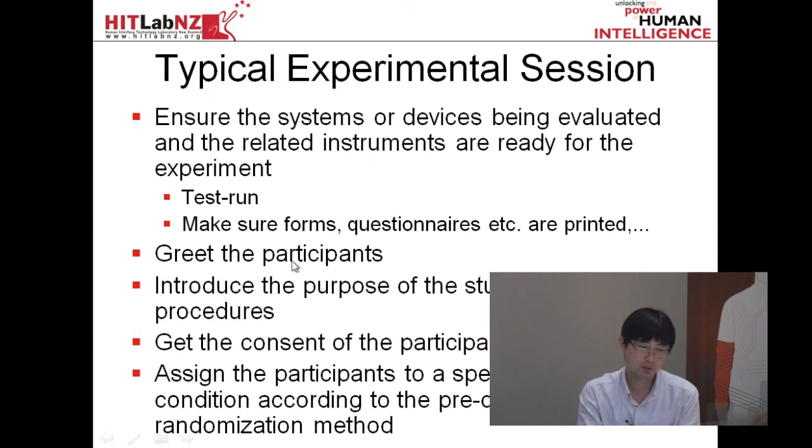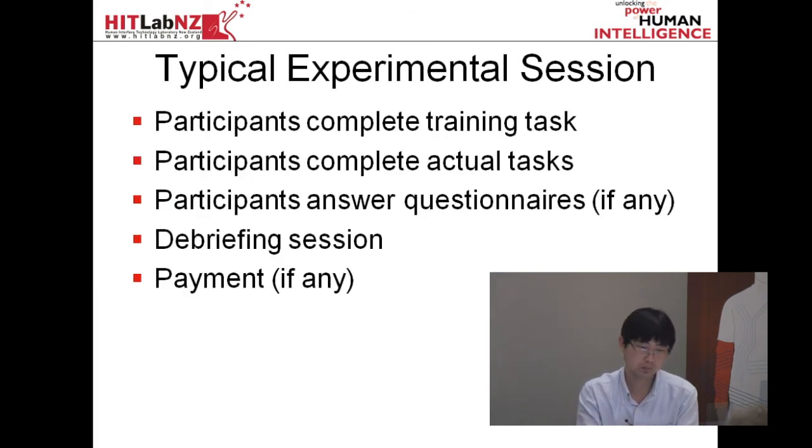So this is a typical example of how you run an experimental session. So first you check the system and devices, make sure everything is working. And then all the questionnaires and forms are printed out. And once the participants come, you greet them, introduce the purpose of the study, and show them the informed consent form and let them sign the consent. And then you assign the participant to the way you designed, either within subject or between subject and so forth, or random method you've thought of.